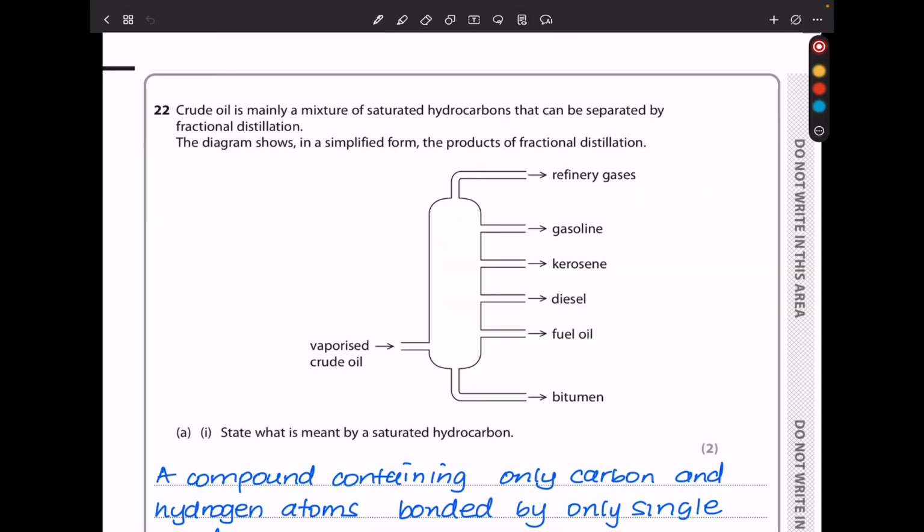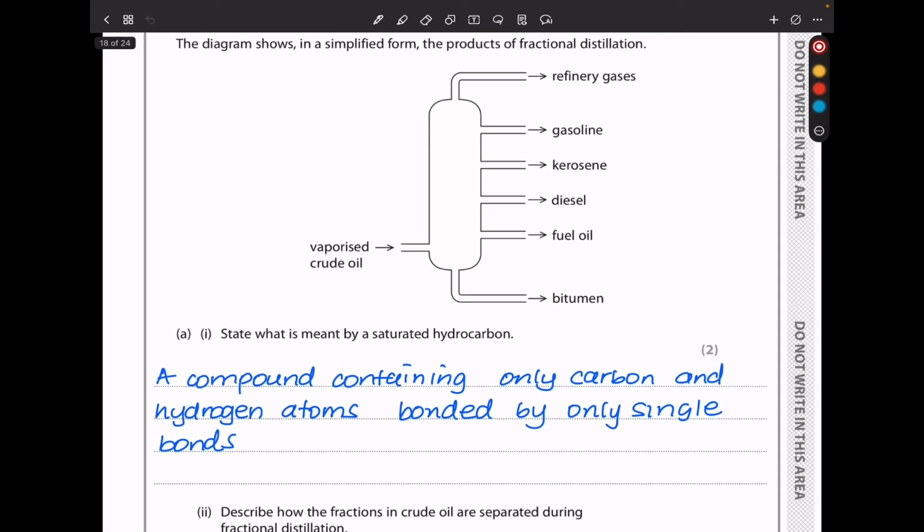Question 22. Crude oil is mainly a mixture of saturated hydrocarbons that can be separated by fractional distillation. The diagram shows in a simplified form the products of fractional distillation. So we have the refinery gas, we have gasoline, kerosene, diesel, fuel oil, bitumen, and then this is the crude oil. In this case, it's going to be vaporized as it enters into the distillation column.